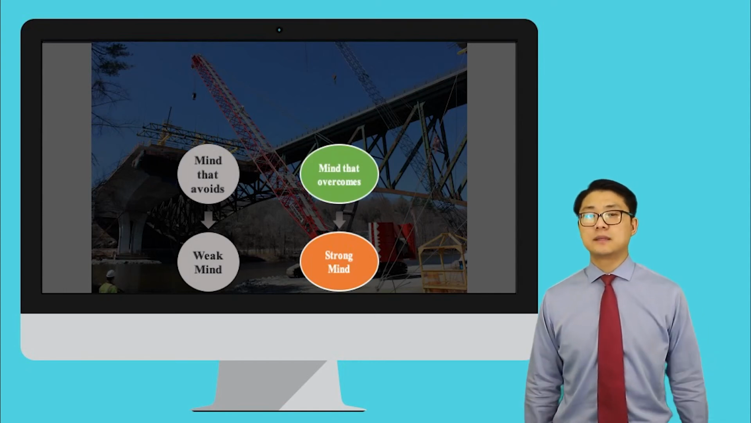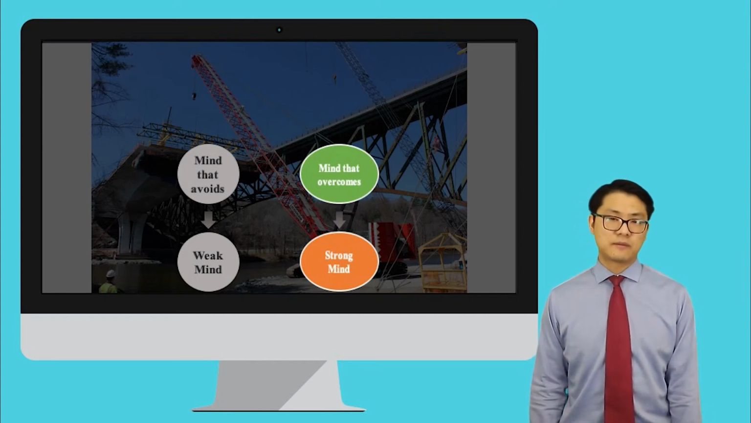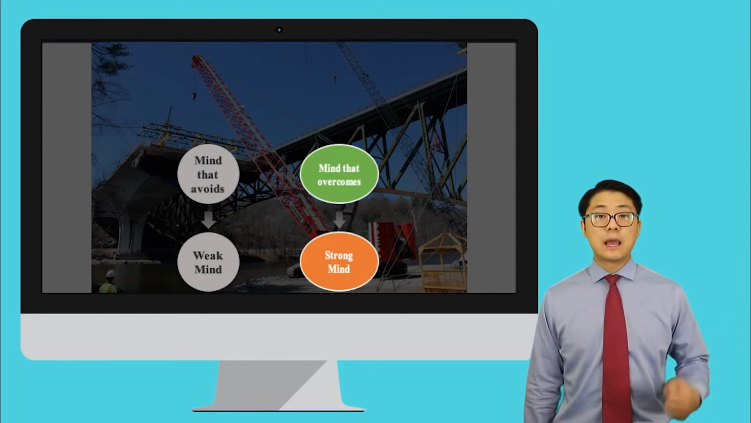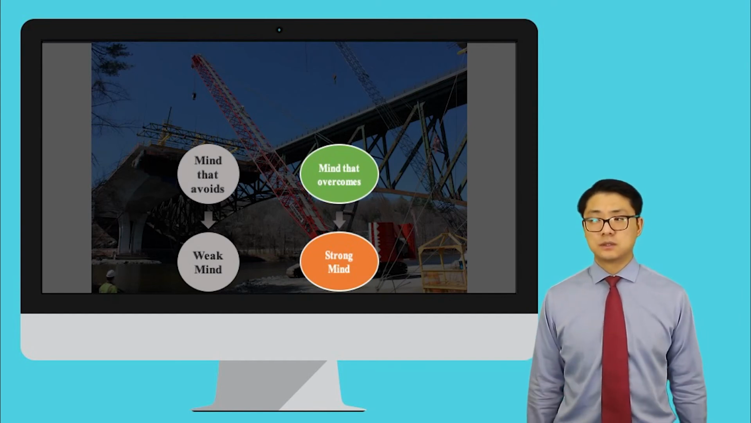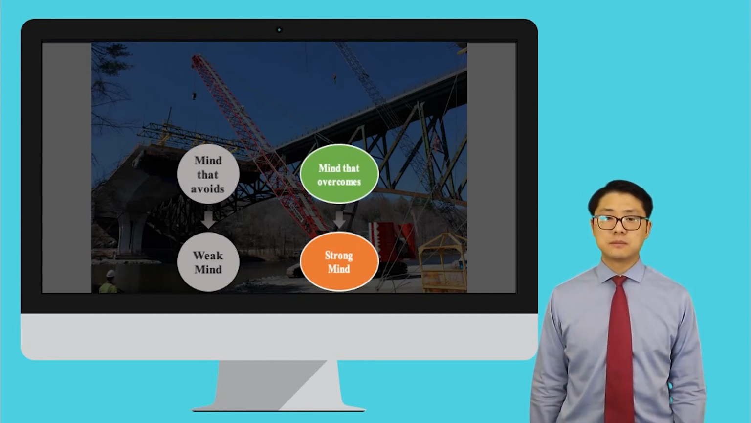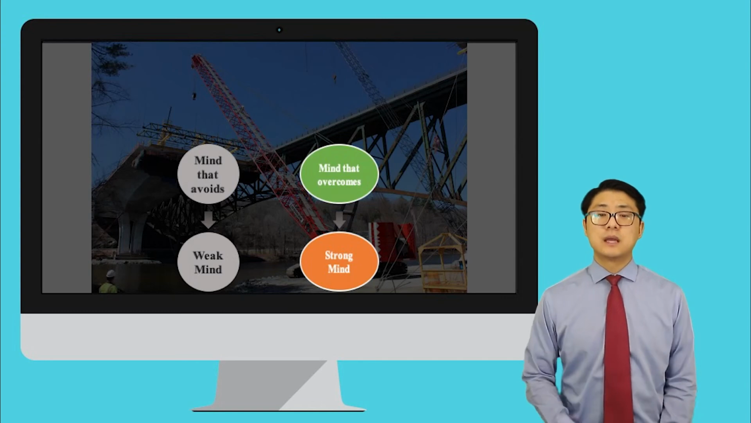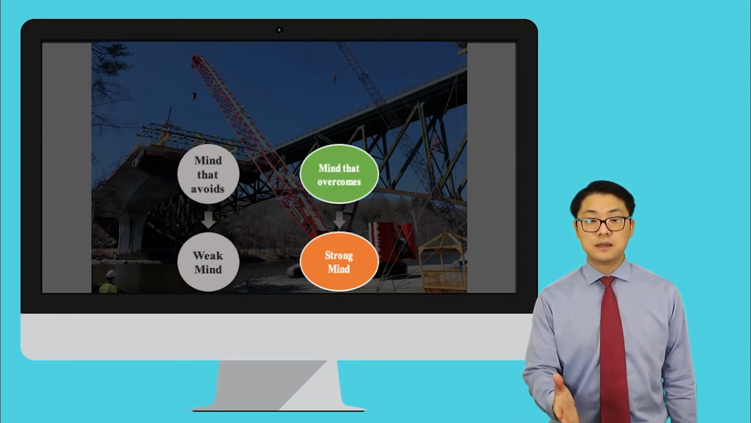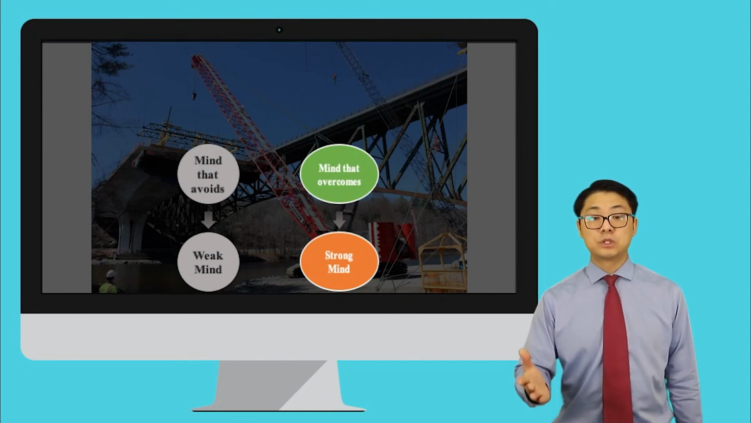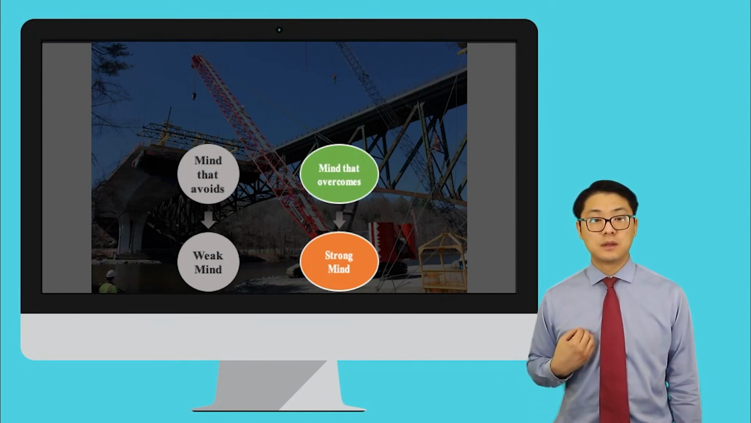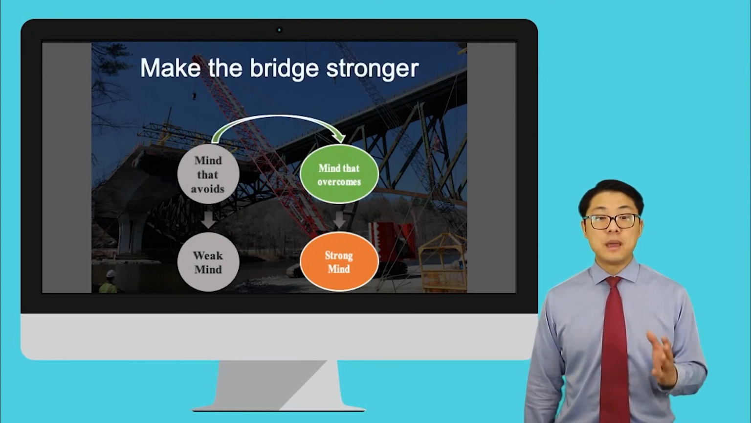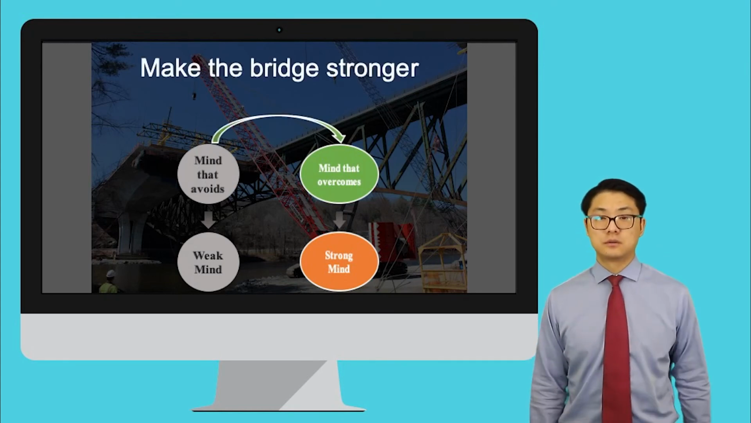That's the type of mindset that says, yeah, I know, I don't want to have to work after hours, but you know what? I'll do it. I become stronger as I do this. Yeah, I don't want to do this homework assignment, but you know what? I'm going to do it because I'll grow stronger as I do it. And this is the mindset that allows people to have a strong mind. And that is the mindset that allows people to make the bridge stronger.